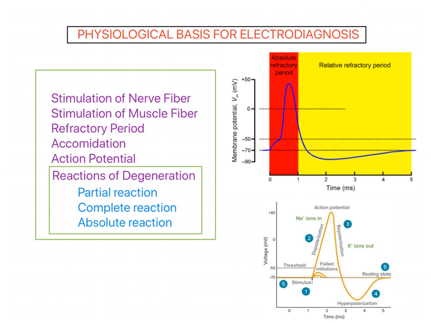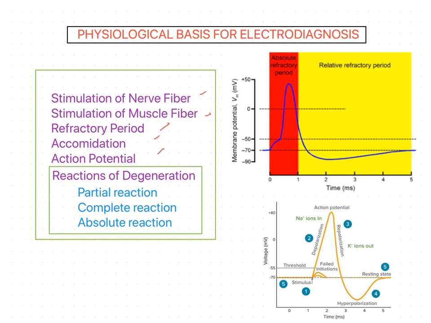The physiological basis of electrodiagnosis is the mechanism underlying normal electrical activity of a muscle and nerve when stimulated by electrical impulses. So what are the physiological bases? Here we are going to consider the stimulation of nerve fiber, stimulation of muscle fiber, refractory period, accommodation, action potential, and also the reactions of degeneration.